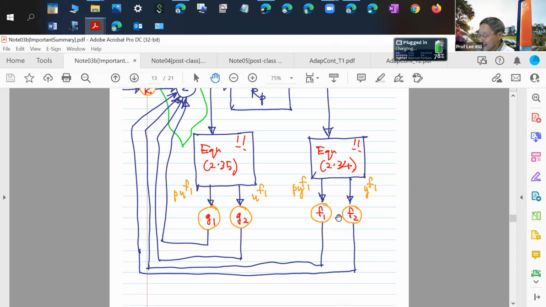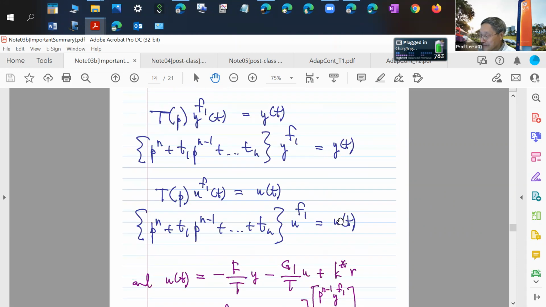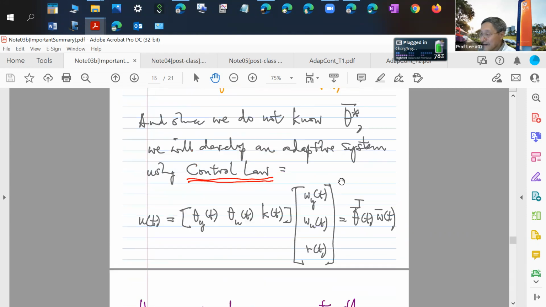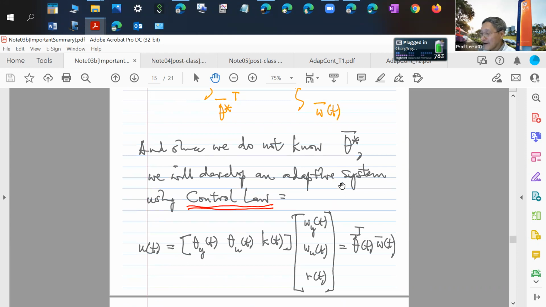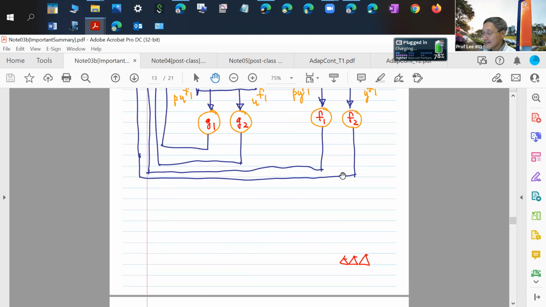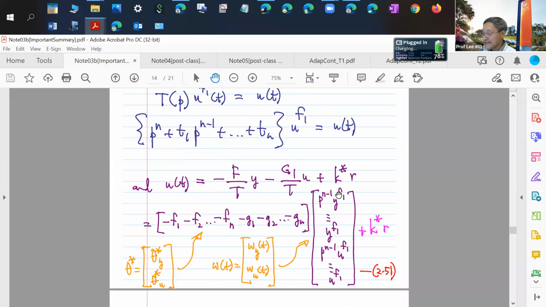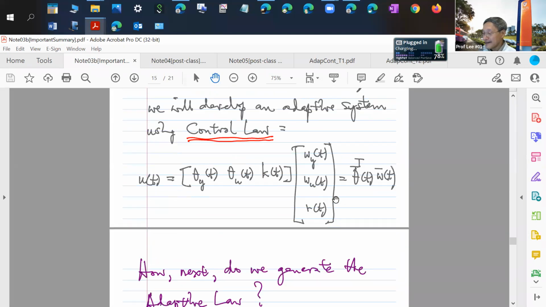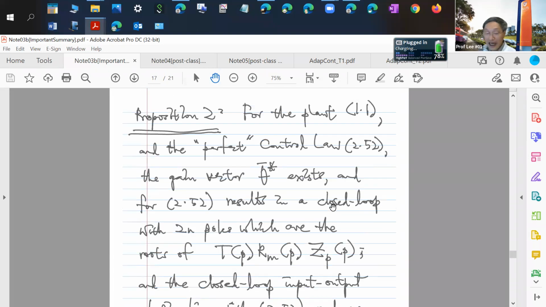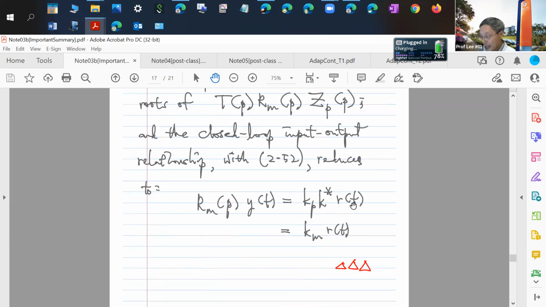Okay, so as I said, proposition one, up to above here. This diagram, control law, proposition one, proposition two, does not depend on relative degree. You can work it out for any system of order n, all right?